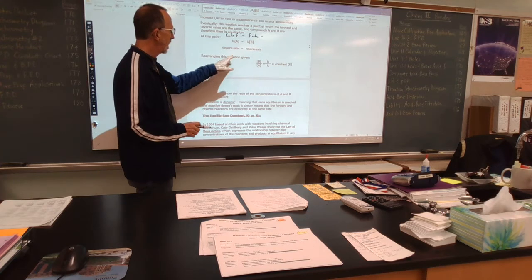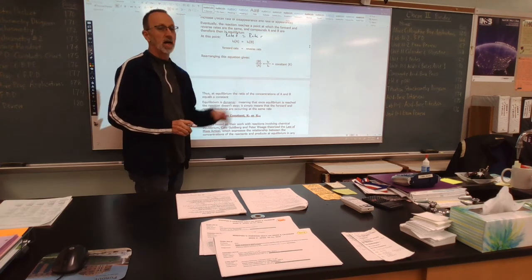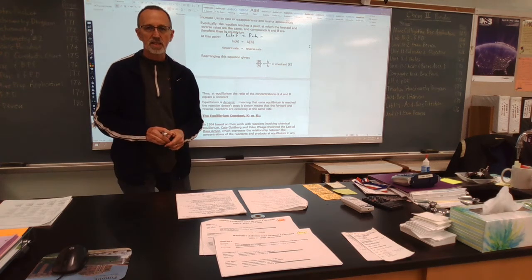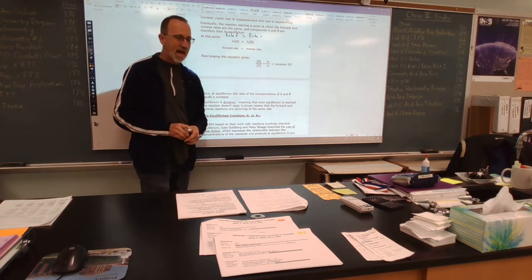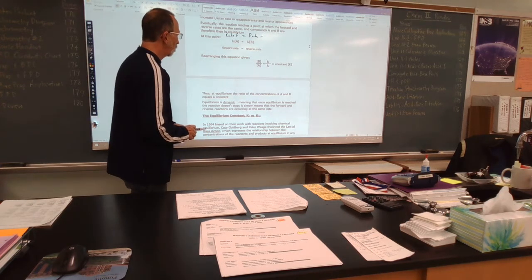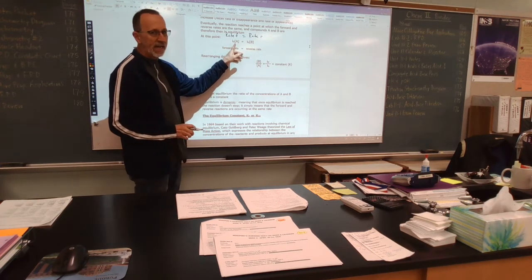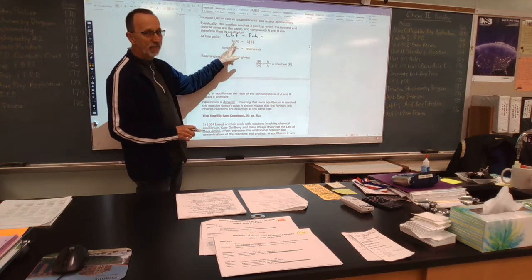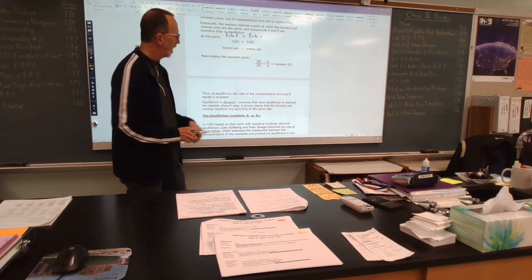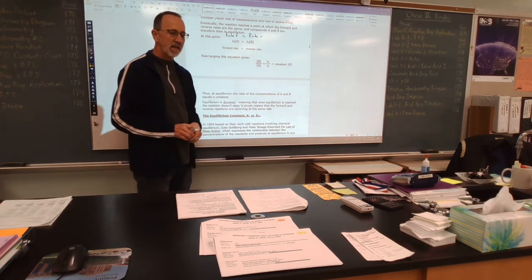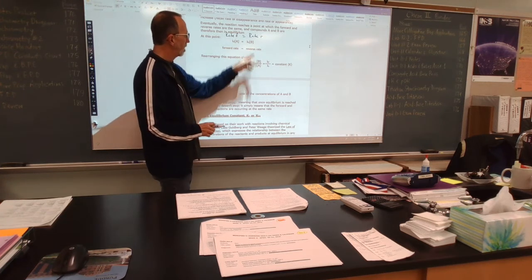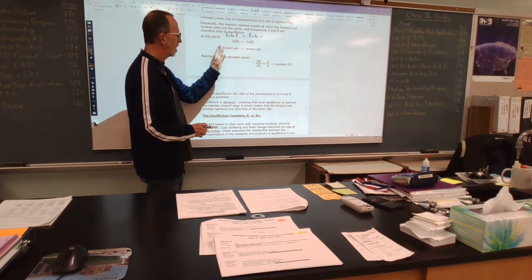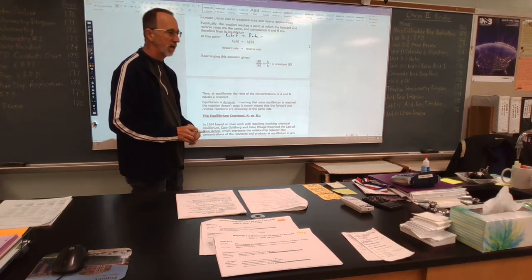So if those rates are equal, then we can say that the rate laws for those two reactions are also equal. So here's the rate of the forward reaction. Rate equals K of the forward reaction times the concentration of A equals the rate constant of the reverse reaction times the concentration of B. All we have done is set these equal to one another.